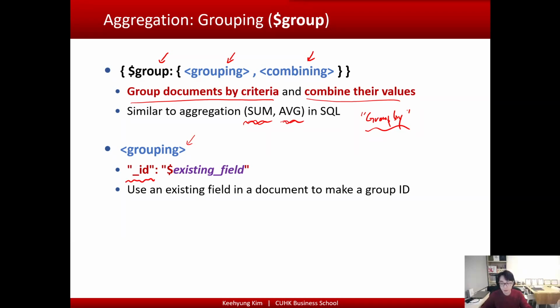So we have to create a new group ID, a new identifier for the group. We make that, and then you specify the existing field, based on what you are going to make a group. For example, whether you are going to make a group based on a state field in the CD collection, something like that. And then, yeah, that's the grouping basically. You are going to use an existing field in a document to make a group ID.